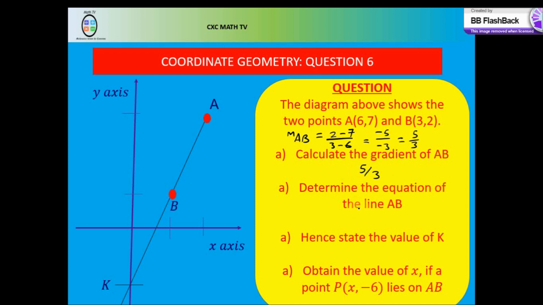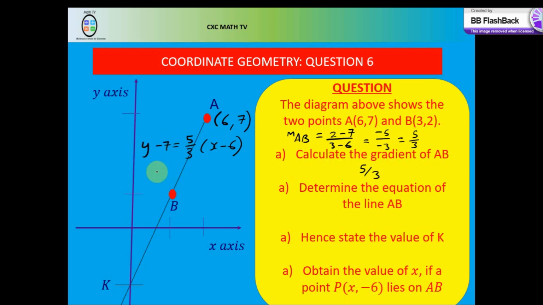Determine the equation of the line. First thing is, since we have the point A, which is 6, 7, remember, the equation of the line is y minus the y value at that point, 7, equal to the gradient 5 over 3, in brackets x minus the x value at that point.